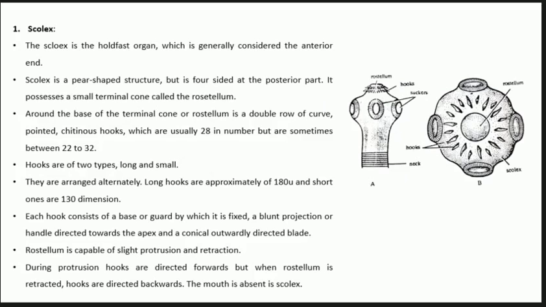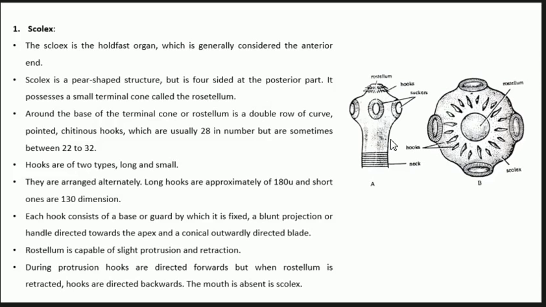So first of all, the scolex is the hold fast organ. With the help of this organ, it attaches itself to the small intestinal wall. This is generally considered the anterior end. So what is the shape of this scolex? It's pear shaped. Okay, look at the shape. This is the pear shape, four-sided.